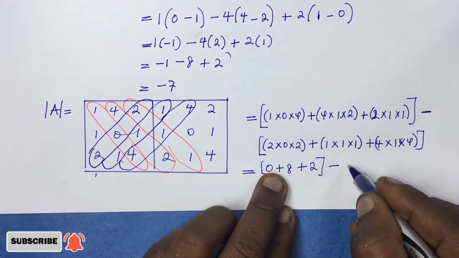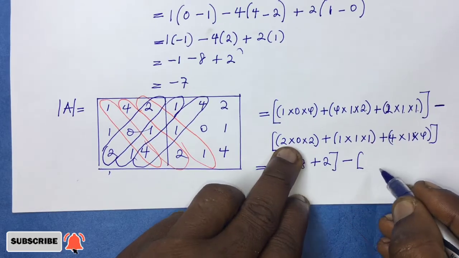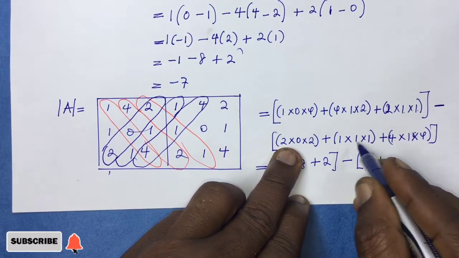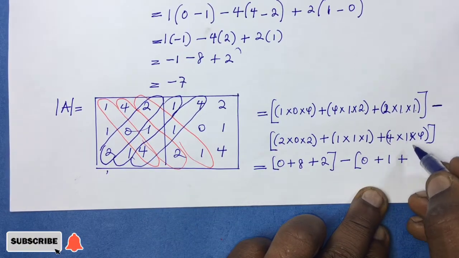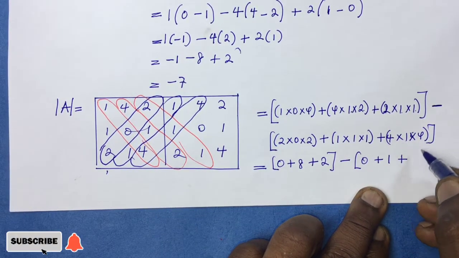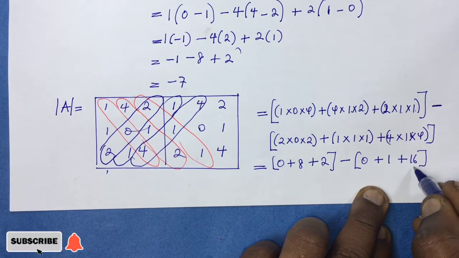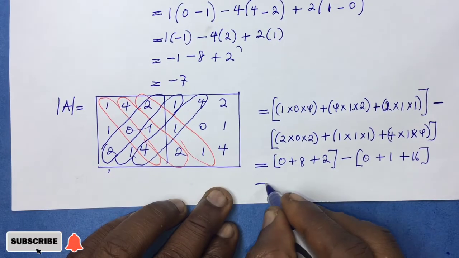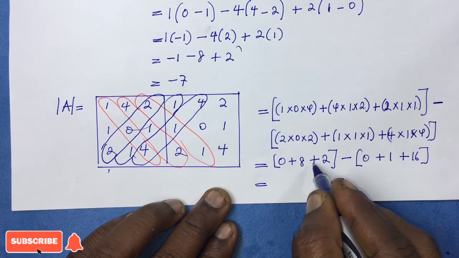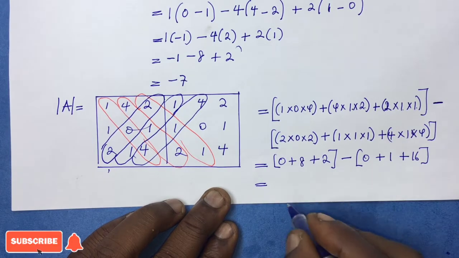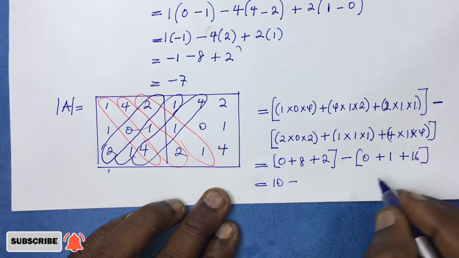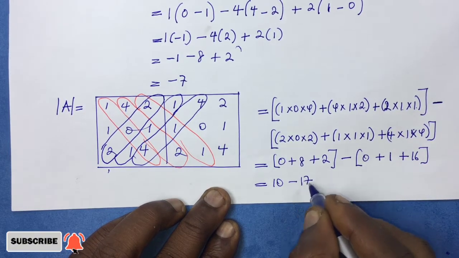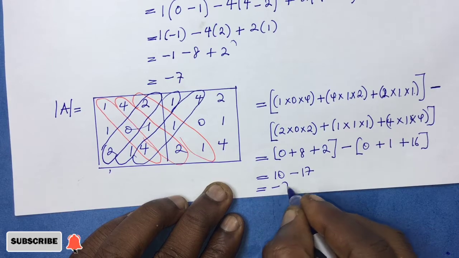Minus. Then come to the next bracket. 2 times 0 times 2 is 0 plus 1 times 1 times 1 is 1 plus 4 times 1 is 4, and 4 times 4 is 16. This will give you 16, okay? Now, if you simplify further, 0 plus 8 plus 2 will give you 10, and 10 minus 0 plus 1 plus 16 will give you minus 7. So you end up having your result as minus 7.